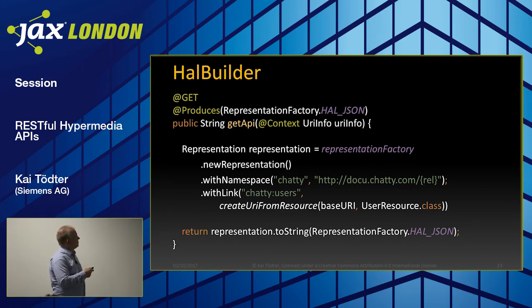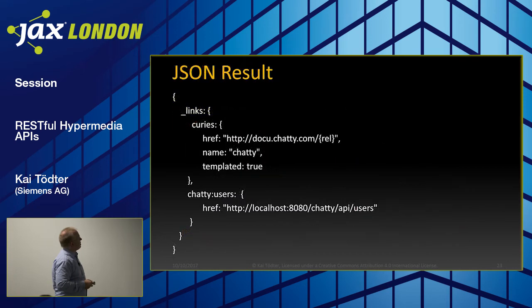So here in HAL Builder you use a representation factory, create a new representation, and then you can enhance this. For instance, in HAL there are namespaces, so-called curies, where you can also specify for this REST resource where you find the documentation. And I will show you this live later in a little demo. Or here, adding links, right? But HAL Builder is also a very low-level API, and you have to put in a lot of manual work to enhance all your existing code.